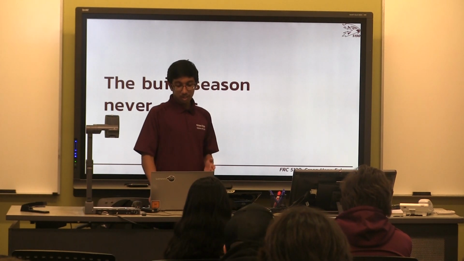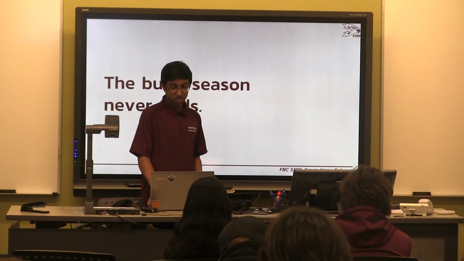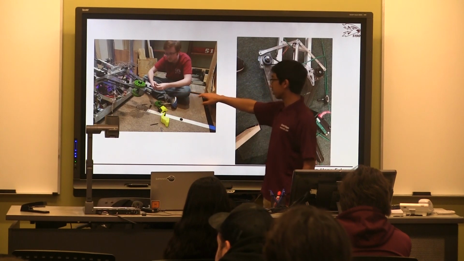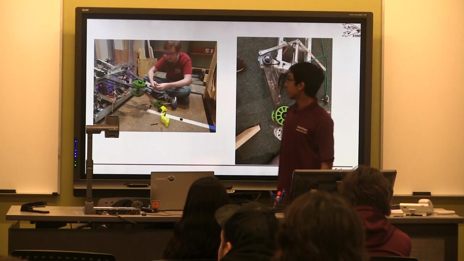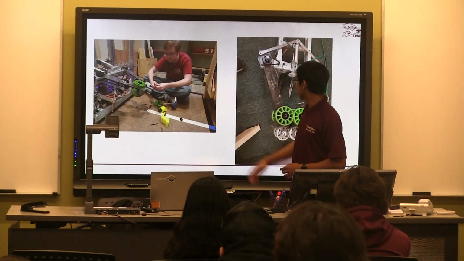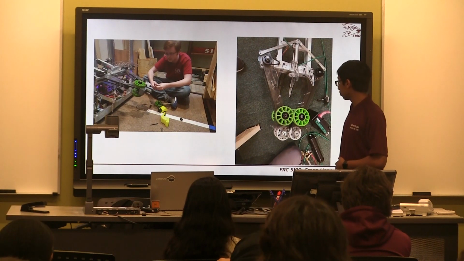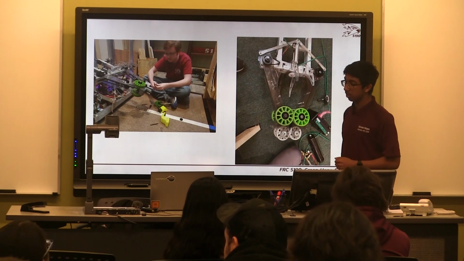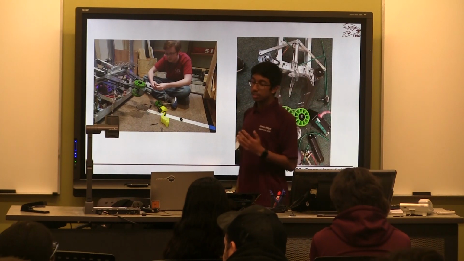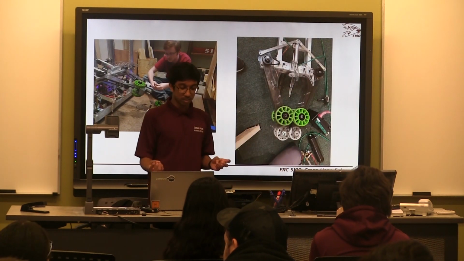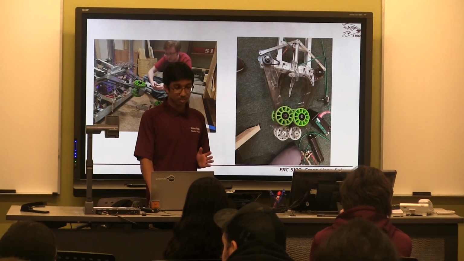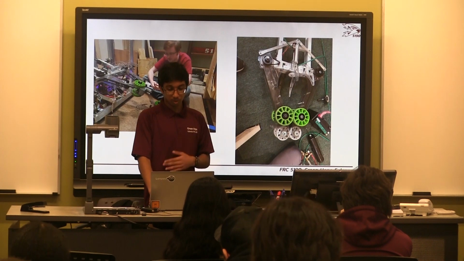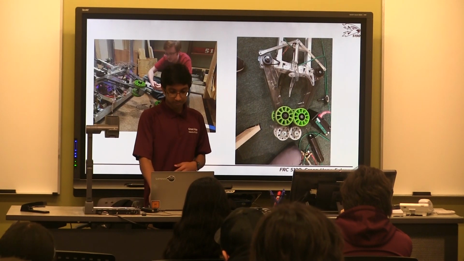But even after competitions start, the build season doesn't end because for us, we started with that intake during competition season, and then we thought that the hatch intake wasn't as effective, so I think a week before states, we were able to prototype that mechanism and come up with something much more efficient. So you always gotta remember that even after build season ends, even after competition season starts, you should always keep on prototyping until the end, until worlds or states.